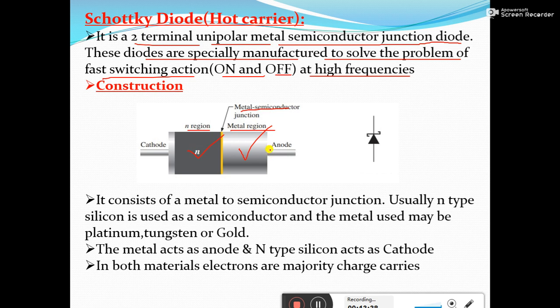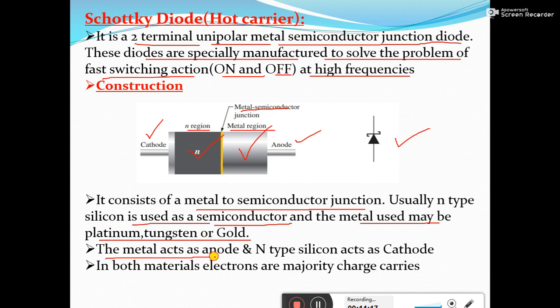On the metal side, an electrode is attached, and this is known as anode, and towards the N region one more electrode is attached, which is known as cathode, and symbolically it is shown like this. It consists of a metal to semiconductor junction. Usually N type of silicon is used as a semiconductor, and the metal used may be platinum, tungsten or gold. Here the metal can be made up of gold, or platinum, or tungsten.